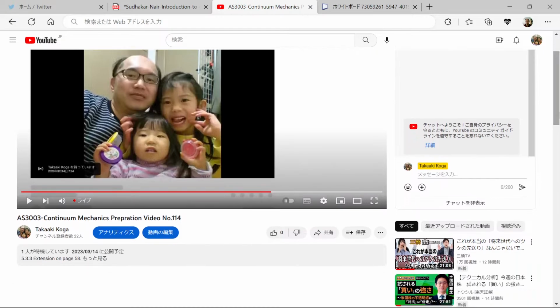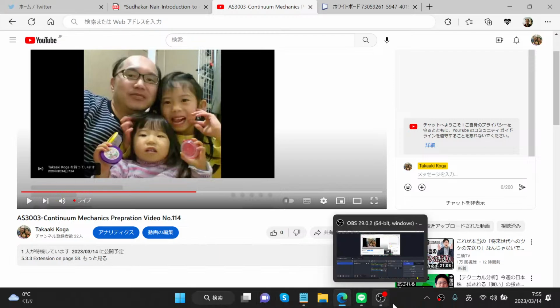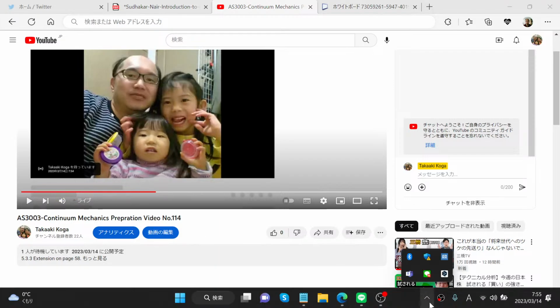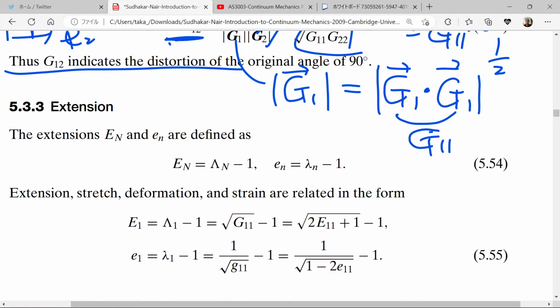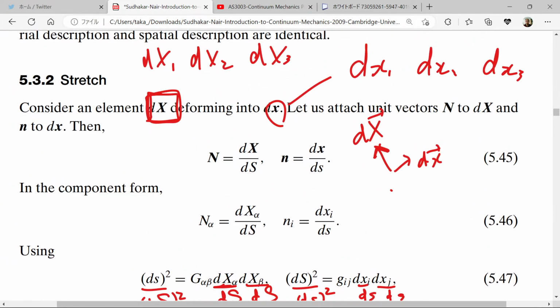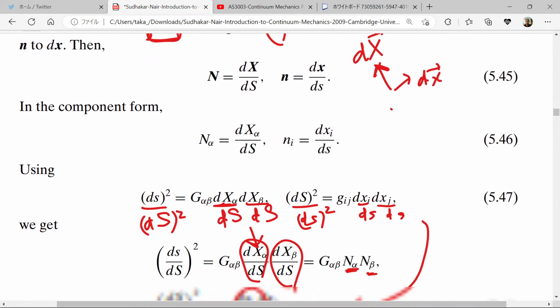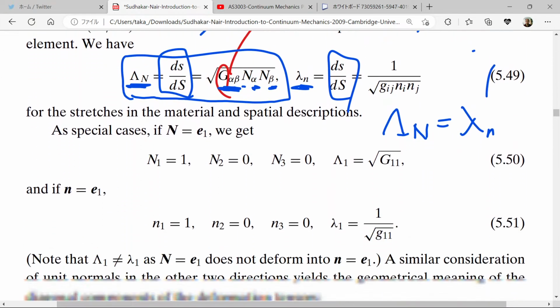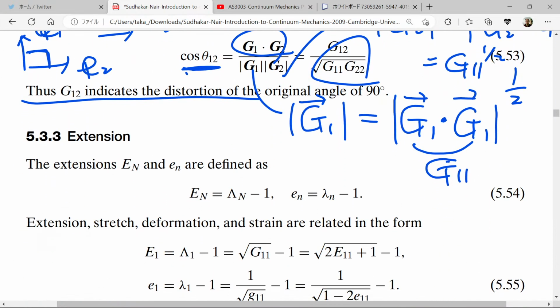This is number 114. Then there's a page 58, 5.3.3, extension. Okay, let me close this one. Extension. So what was the one before? What was the one before was a stretch. Okay, stretch. Now it's called extension.